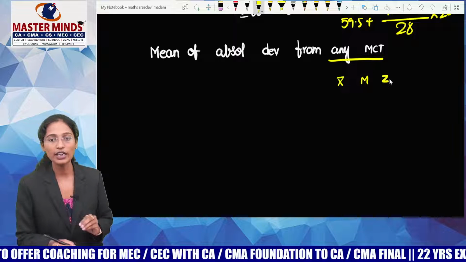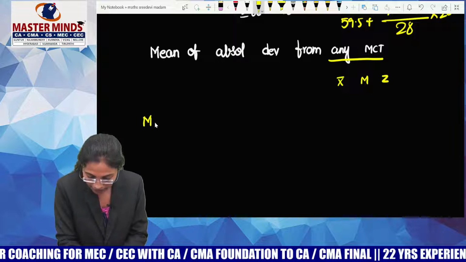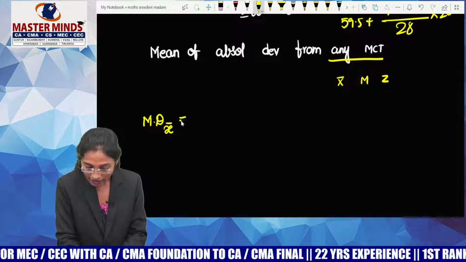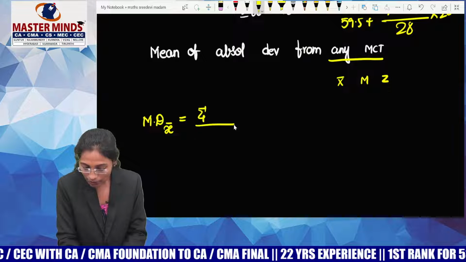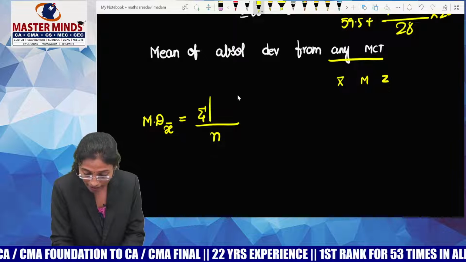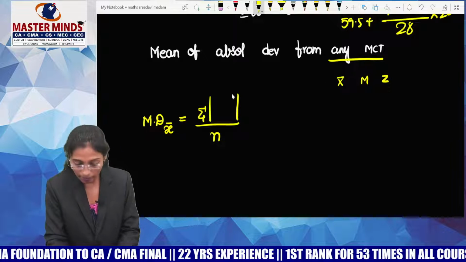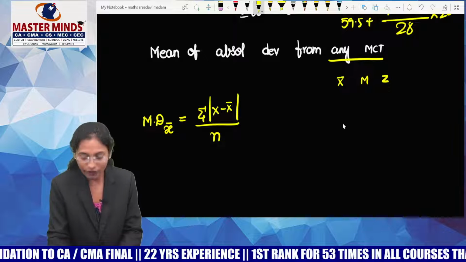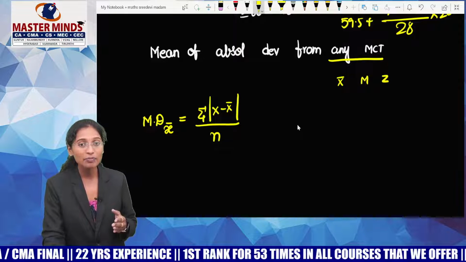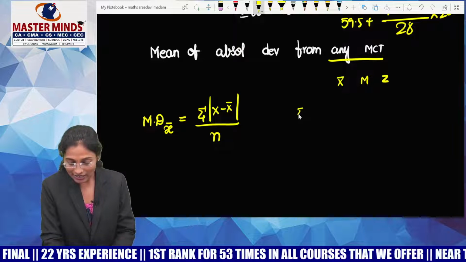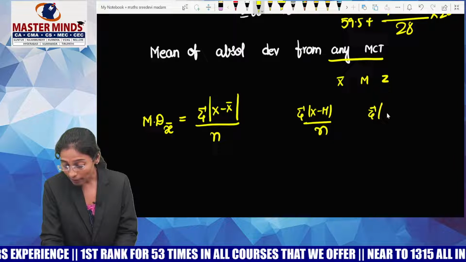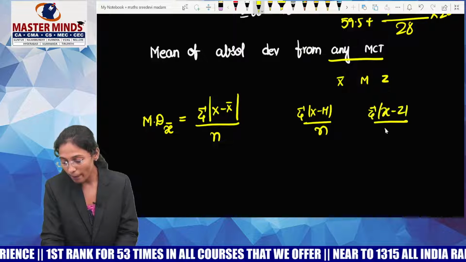Let me talk about mean deviation from mean. It is denoted by mean deviation from x bar, and that equals the mean, meaning the sum of observations by the number of observations, of what? Absolute deviations from the mean, where absolute means I'll keep the modulus. This is the formula for mean deviation from mean. Now, can you please tell me the formula for mean deviation from median? Summation modulus x minus median by n. Mean deviation from mode, summation modulus x minus mode by n.